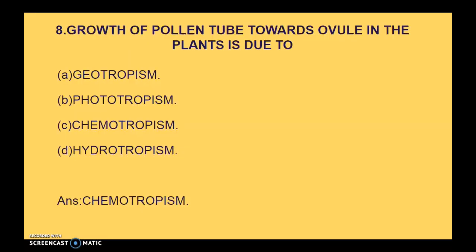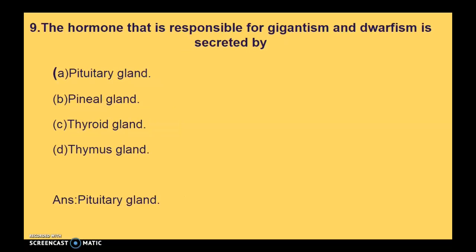Growth of pollen tube towards ovule in the plants is due to geotropism, phototropism, chemotropism, hydrotropism. Answer is chemotropism. The hormone that is responsible for gigantism and dwarfism is secreted by pituitary gland, pineal gland, thyroid gland, thymus gland. Answer is pituitary gland.